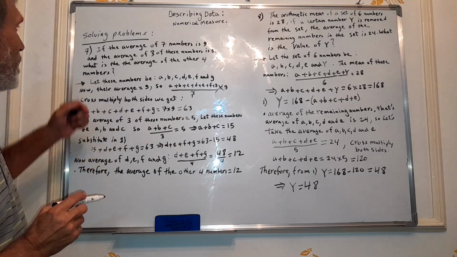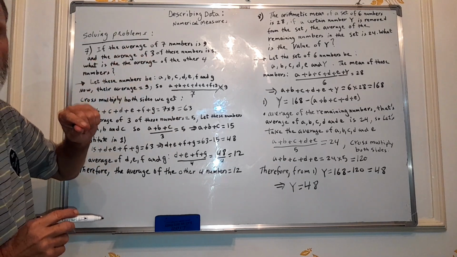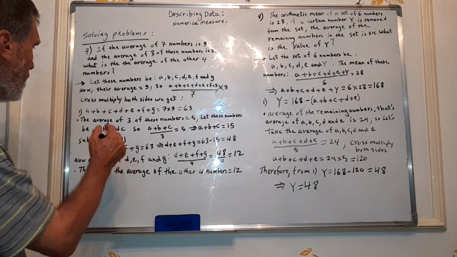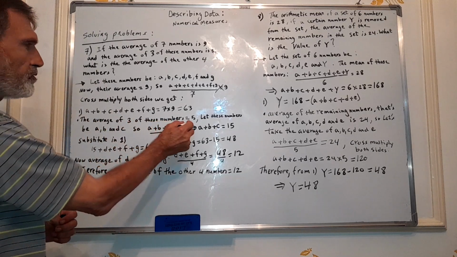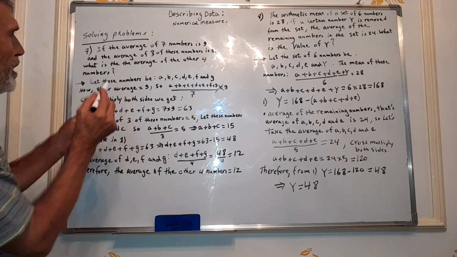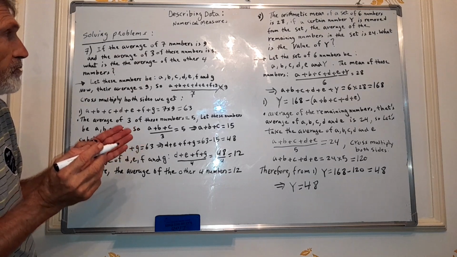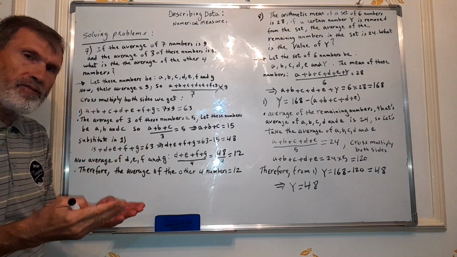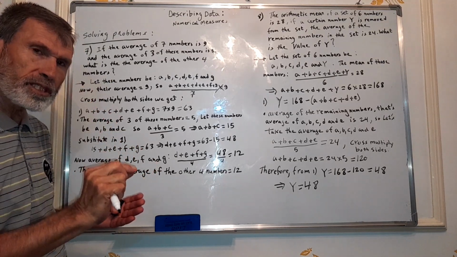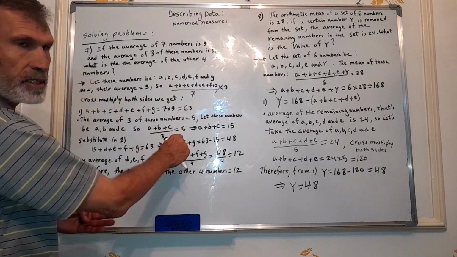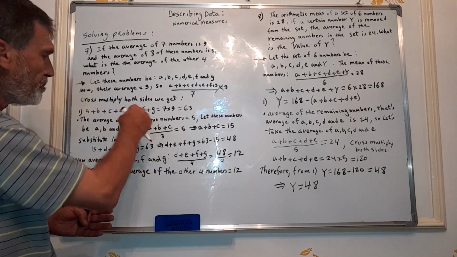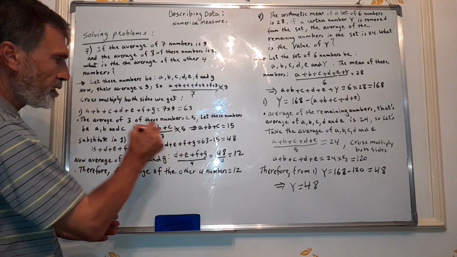Great. Now he said the average of 3 of these numbers is 5. Let these numbers be A, B, and C, as I said here. If the average of these numbers is 5, so what do I do? I get the average of A, B, and C: A plus B plus C over 3 should equal 5. So I get the values of these numbers. I just cross multiply as I did here.